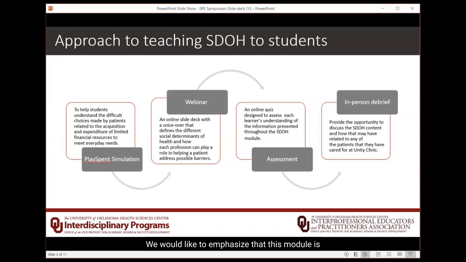We would like to emphasize that this module is only intended to supplement the training of OUHSC students and provide them with a better understanding of social determinants of health and how each one may influence the health of individuals and communities. It is not intended to replace other social determinants of health courses in the different colleges.